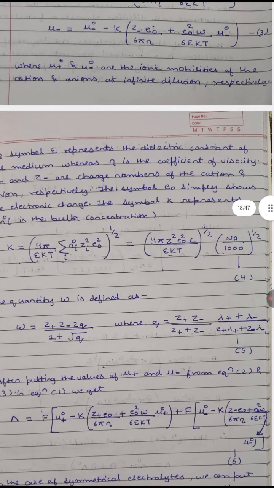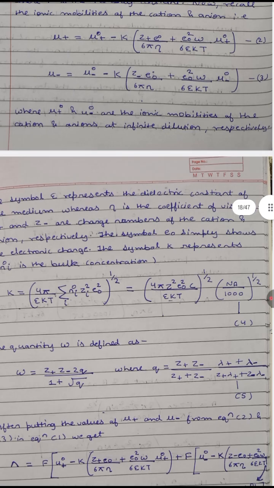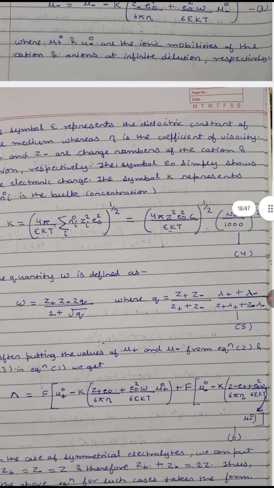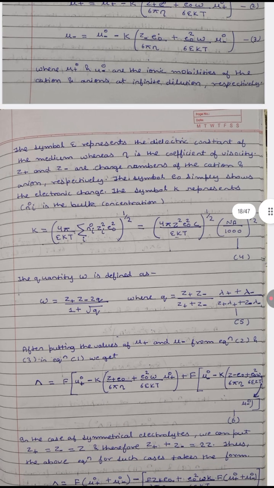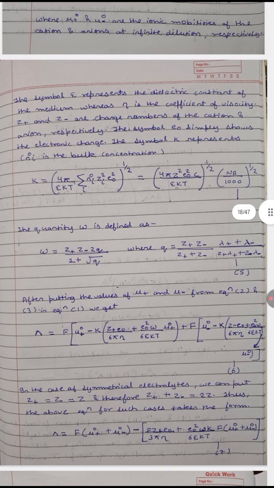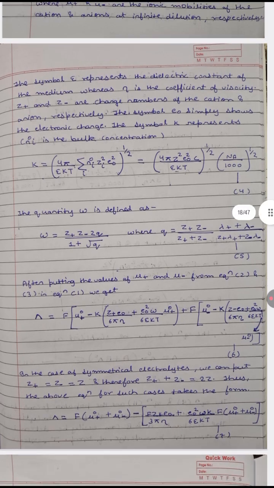Next, μ⁻ = μ⁰⁻ − [K·Z⁻·e₀/(6πη) + μ⁰⁻²·ω/(6εkT)]·μ⁰⁻, equation 3, where μ⁰⁺ and μ⁰⁻ are the ionic mobilities of the cation and anions at infinite dilution respectively.